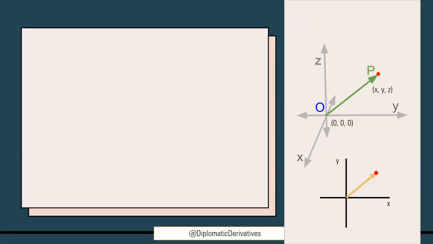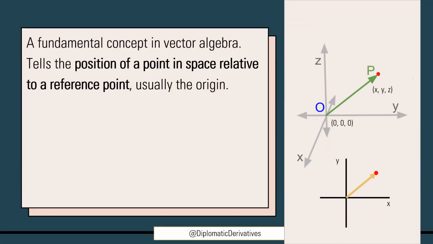Okay, so first of all, we're going to start with what is a position vector. A fundamental concept in vector algebra, it tells the position of a point in space relative to a reference point, usually the origin. So the concept here is that if we have some object on a table, let's suppose we have a pen, it's kept on a table somewhere around the center, not exactly in the center, somewhere around the center, okay? Or it could be in the center, it just depends, right?